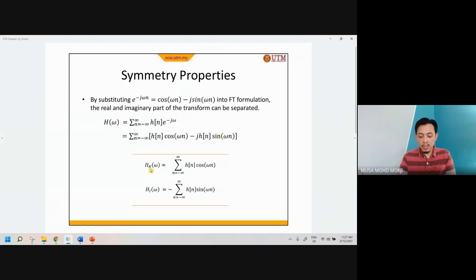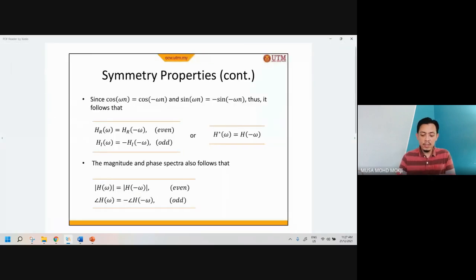So what is the real part? The real part is just this part, which is h of n times cos. And the imaginary part is multiplied by the sine. So we can separate that. This is some basic trigonometry formula: cos omega n is equal to cos minus omega n, and sine omega n is equal to minus sine minus omega n.